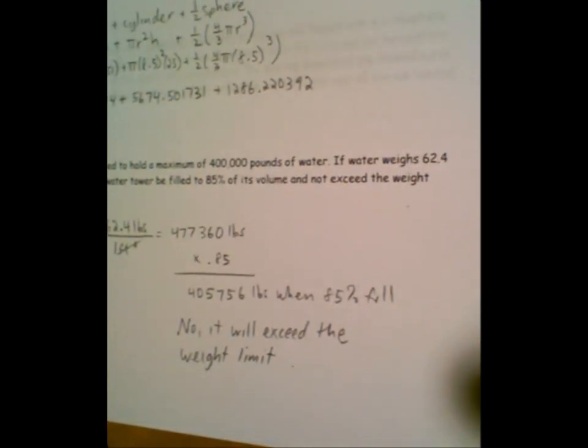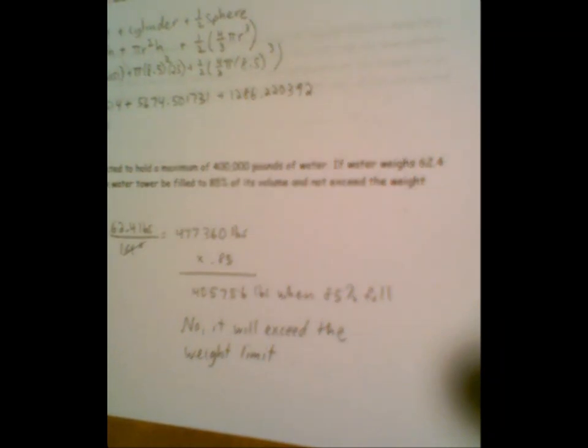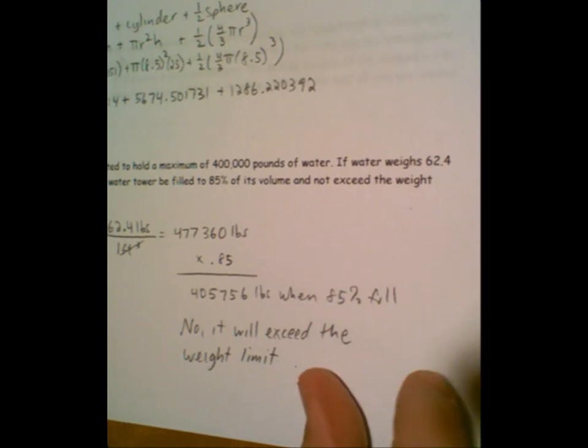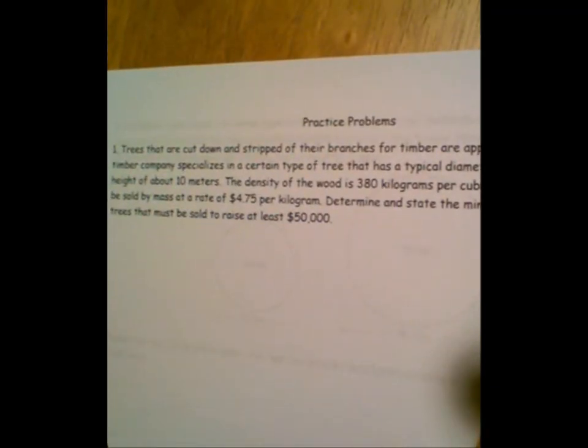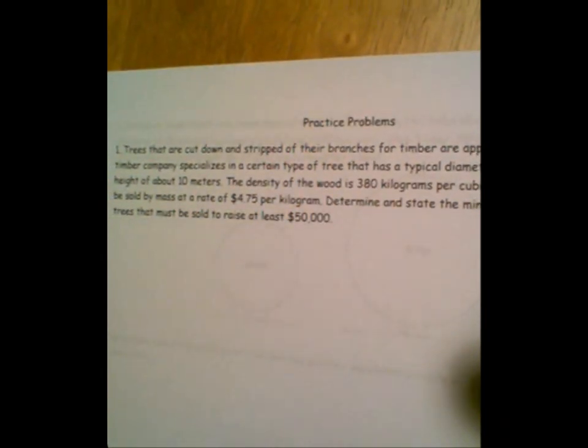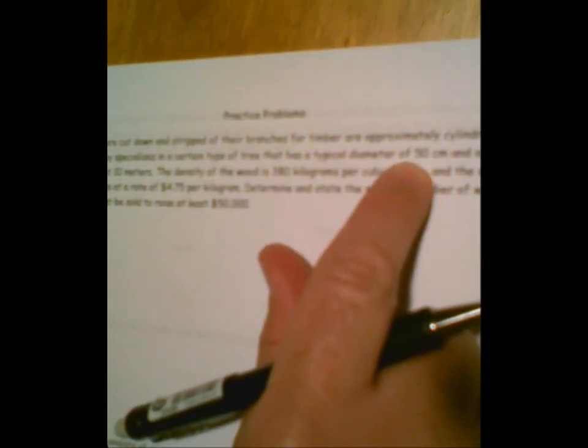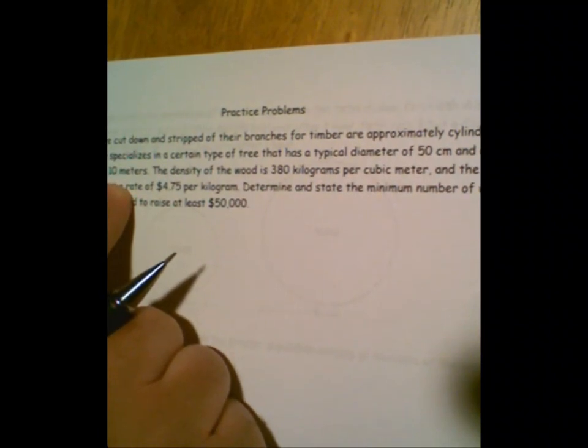Okay, so that was the first one, the water tower problem of the real world problems. Next, trees that are cut down and stripped of their branches for timber are approximately cylindrical. A timber company specializes in a certain type of tree that has a typical diameter of 50 centimeters and a typical height of about 10 meters.